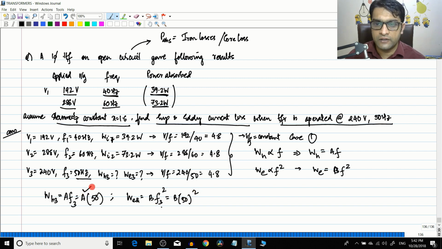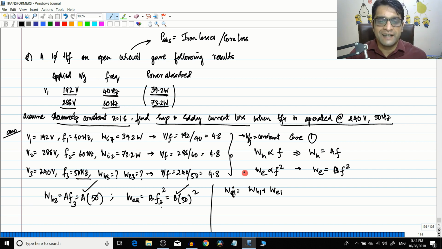But we don't know the values of A and B. For that, we can use the information which is given here. Okay, we can find it from the given information. First let us write WI1. So WI1, that is the iron loss for the first case, is equal to hysteresis loss plus eddy current loss for the first case.